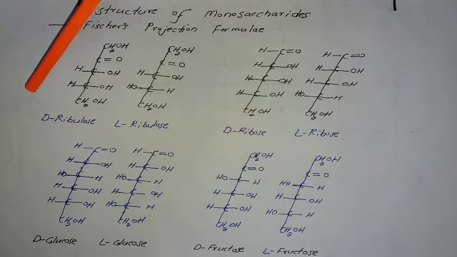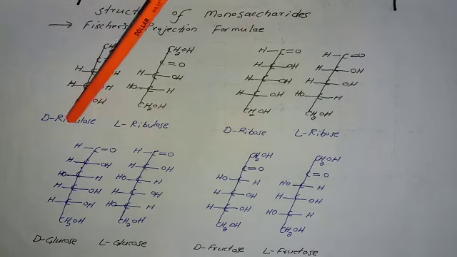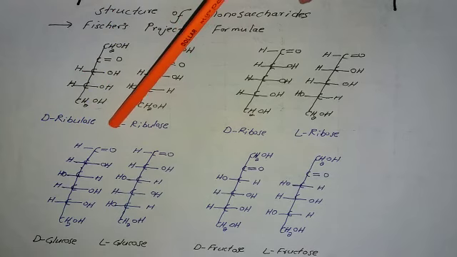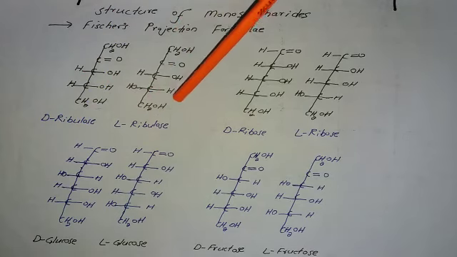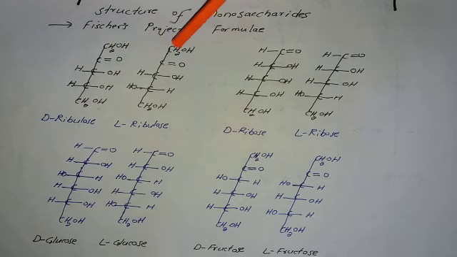Pentoses: D-ribulose and L-ribulose. This is the structure of D-ribulose. This is the structure of L-ribulose. There are two asymmetric carbon atoms, 1, 2. These three atoms are not asymmetric carbon atoms. This one and this one, both are asymmetric carbon atoms.